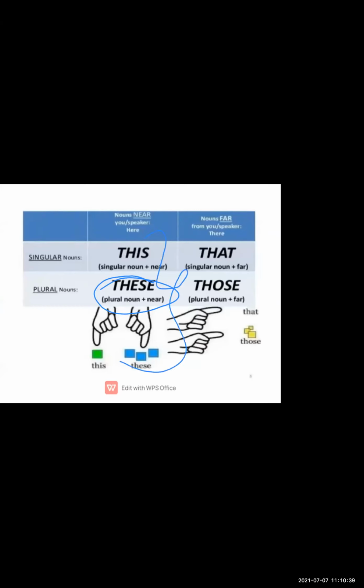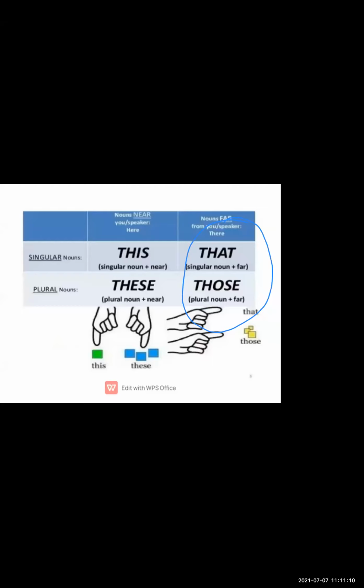Why will you use this or these? Just to point out the noun. Remember this thing, students? All right. Now that and those you have to use when the things are far from you. If something is very far from you but you want to point it out, at that time you have to use that or those.